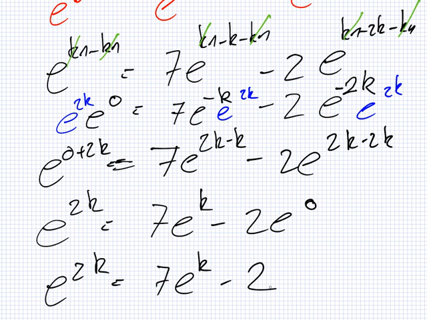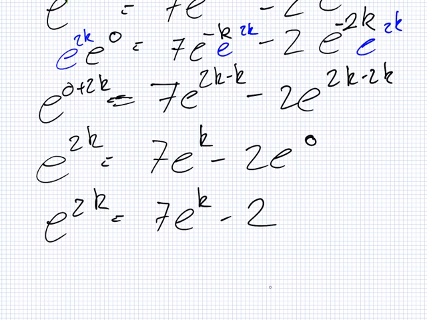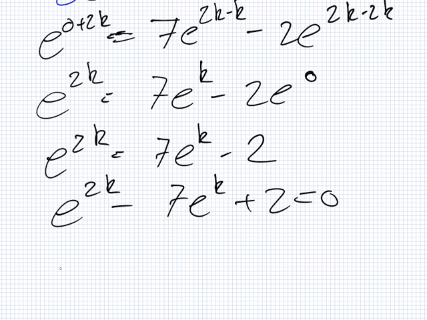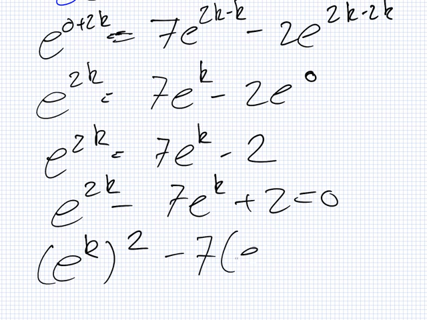Starting to look familiar? It's a quadratic. e^(2k) minus 7 e^k plus 2 equals 0. So (e^k) squared minus 7 e^k plus 2 equals 0. Yes, now it's different for everybody. Some people can factorize, some people cannot. I cannot.